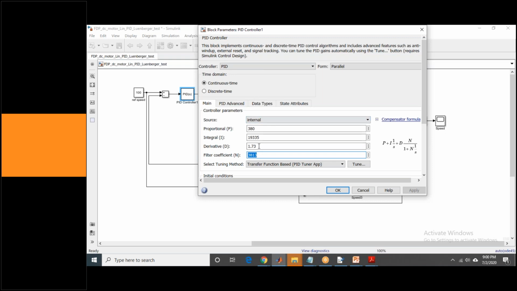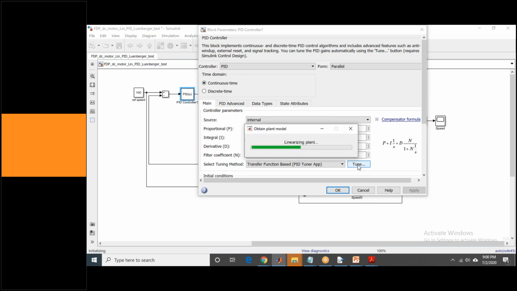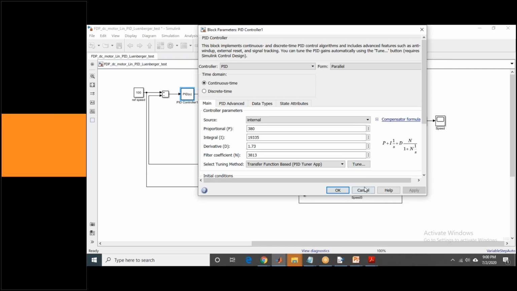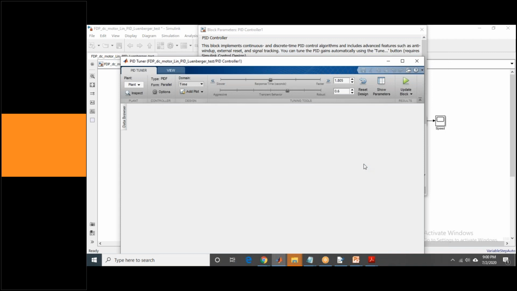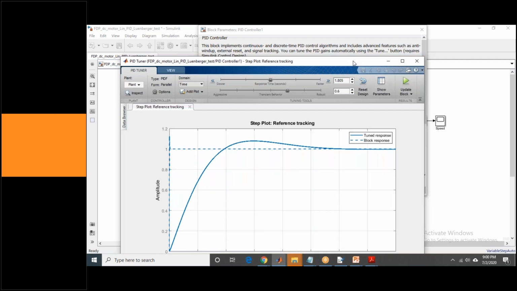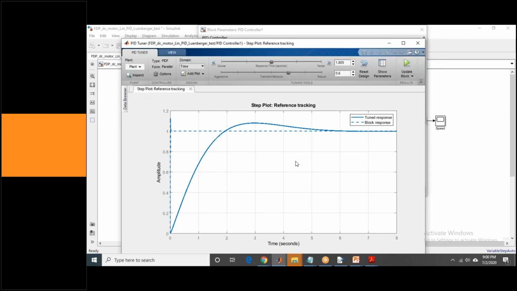If you double click this MATLAB PID block, there is this tune button. If you click this tune button, you have to wait a few seconds. It will show you some block response like this. There are two things here: the tuned response and the block response. The block response means the actual response, what the system actually has. And this is the tuned one.